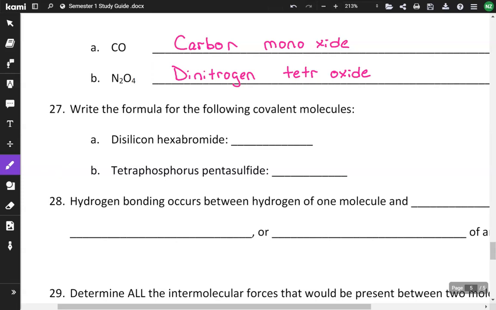Okay, disilicon. So this will be Si. Di is the prefix for 2. Hexa is the prefix for 6. So this will be Br6. Tetraphosphorus. So tetra is the prefix for 4. Penta is the prefix for 5.